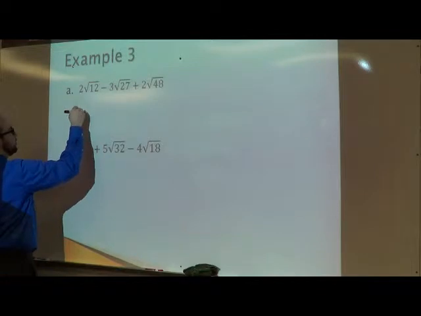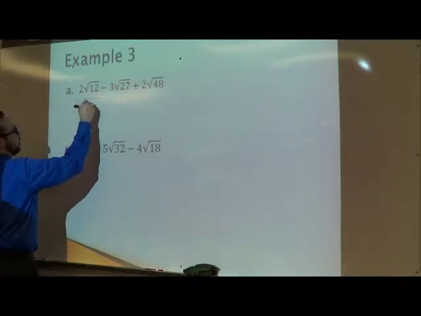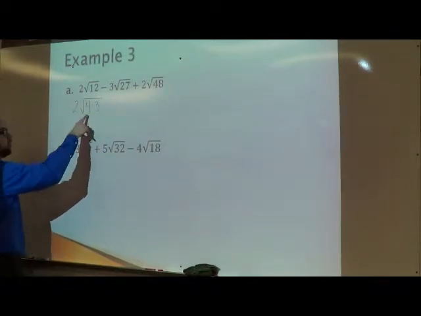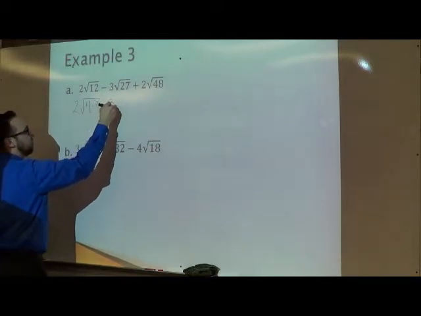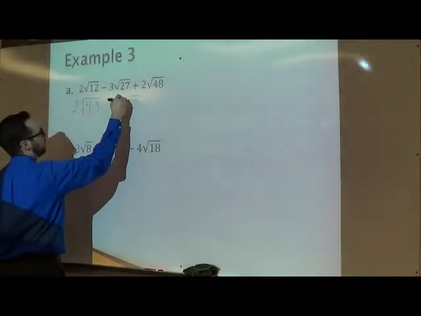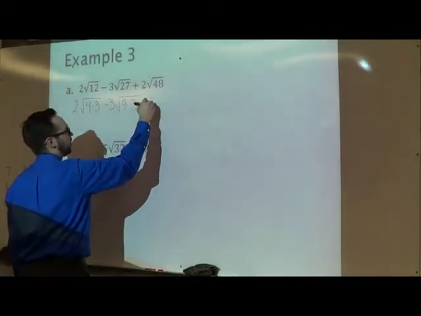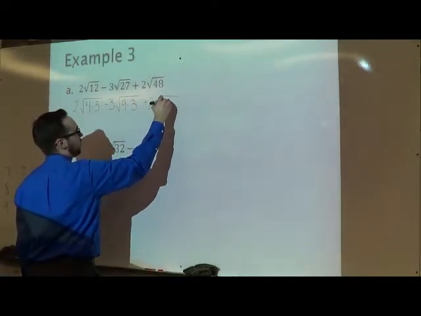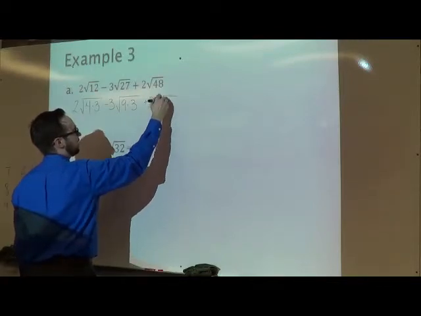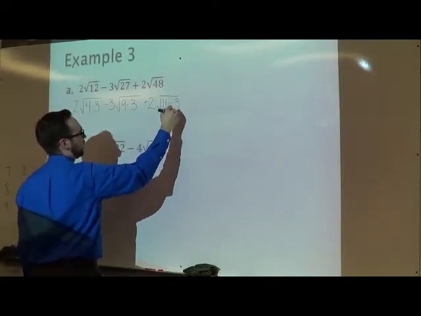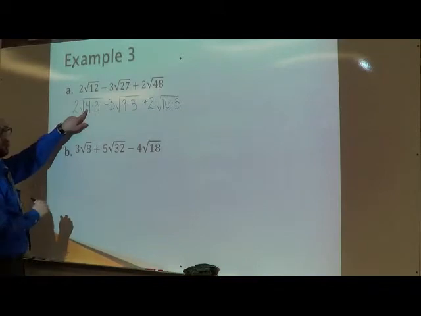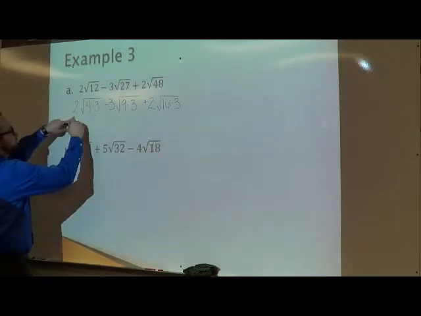I'm going to say this is going to be 2 times the square root of 4 times 3, because 4 is a perfect square, minus 3 times the square root of 9 times 3. 9 is a perfect square. Plus 2 times the square root of 16 times 3. 16 is a perfect square. The square root of 4 is 2. 2 times 2 is 4.